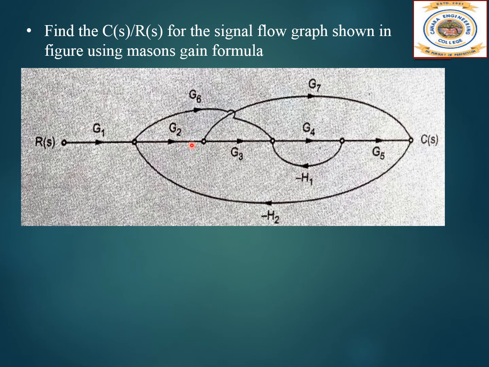And non-touching, which is non-touching? See here, G2, G7 and minus H2, and this G4 and minus H1. They don't have any node in common. Here G2, G7 and minus H2, and here G4 minus H1, no node in common. So they are 2 non-touching loops. So let us write it down first.